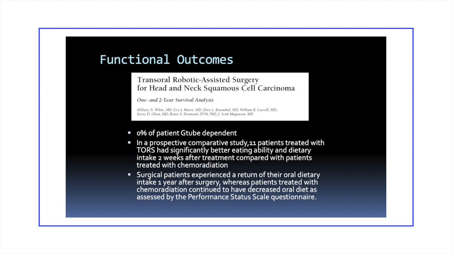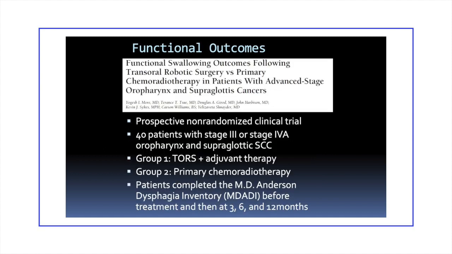What are the functional outcomes like for those who undergo TORS? In this study, a 1-year and 2-year analysis of patients undergoing TORS, 0% of patients required a G-tube long-term. In this study that looked prospectively, in a non-randomized fashion, at 40 patients with stage 3 or stage 4 oropharynx or supraglottic cancer were included. In group 1, patients underwent TORS and adjuvant therapy as indicated. In group 2, they were non-surgically treated with chemotherapy and radiation.